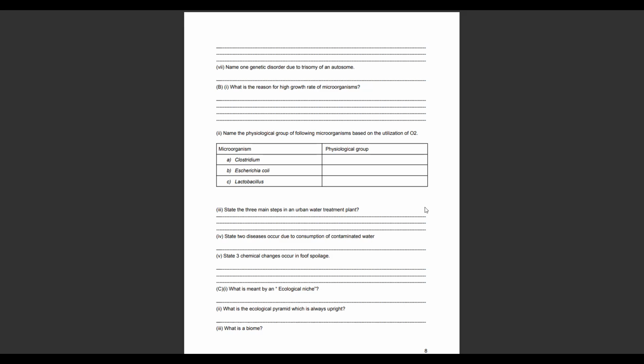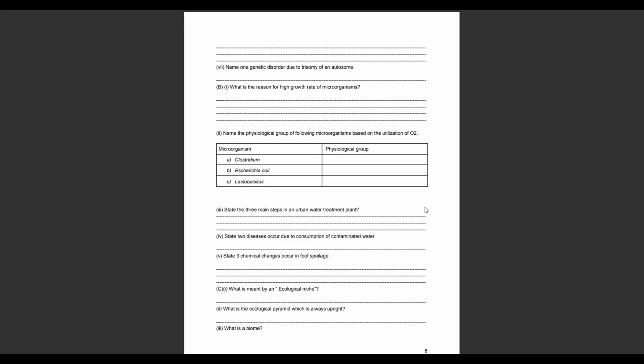What is meant by an ecological niche? Ecological niche means the role that a particular organism plays in its ecosystem. The role that a particular organism plays in its ecosystem.